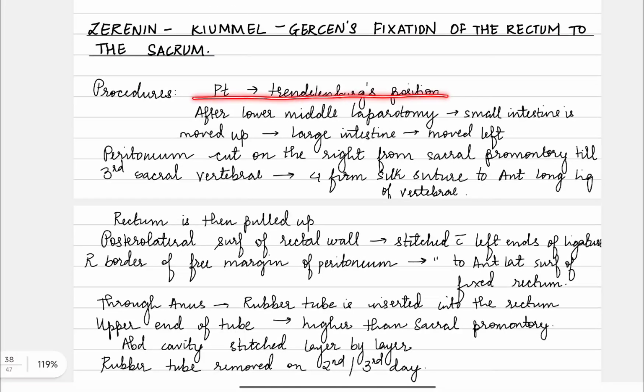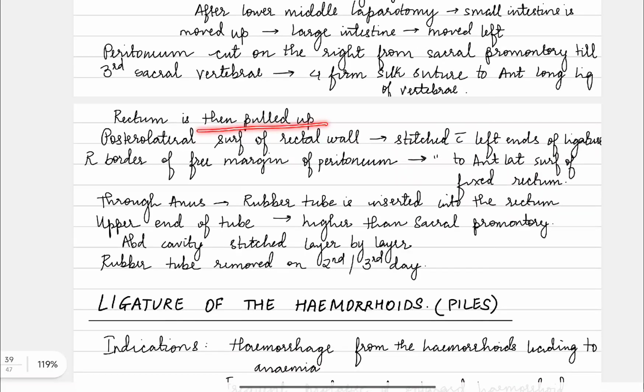Procedure is patient is in Trendelenburg position. After lower middle laparotomy, small intestine is moved up, large intestine is moved to the left. Peritoneum is cut on the right from sacral promontory till the third sacral vertebrae. 4 form silk suture to the anterior longitudinal ligament of vertebrae. Rectum is then pulled up.